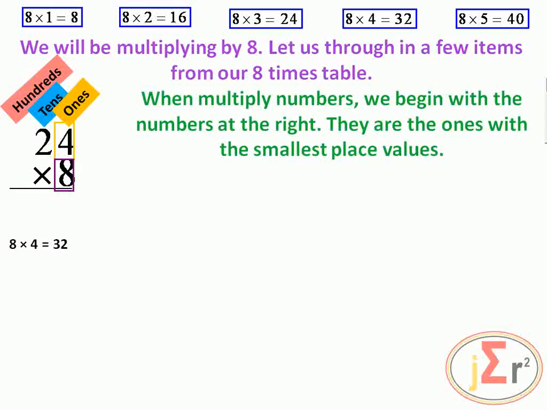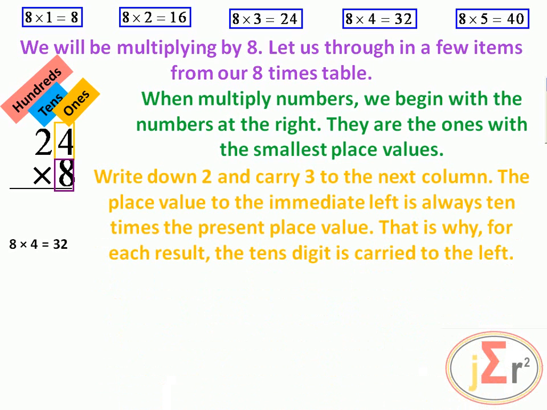It is a good thing that I have Jerry working with me, because sometimes I lapse in concentration and I might say the wrong thing. 8 4s, 32. What do we do? Put down the 2 and carry the 3. Right. Tens column. Great. Write down 2 and carry 3 to the next column.